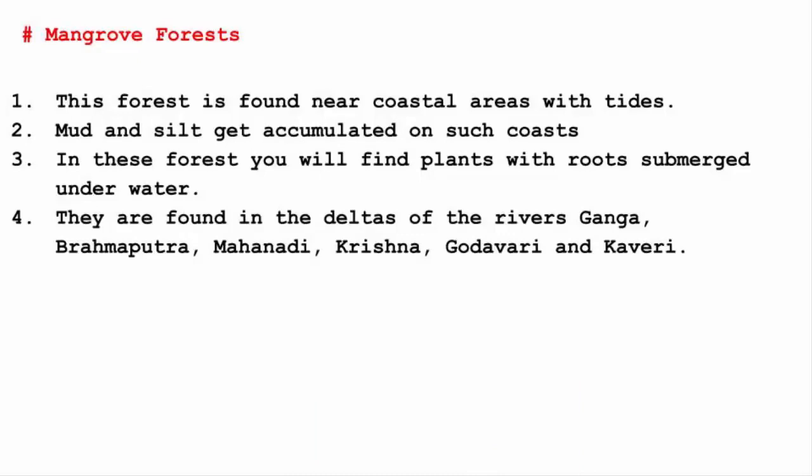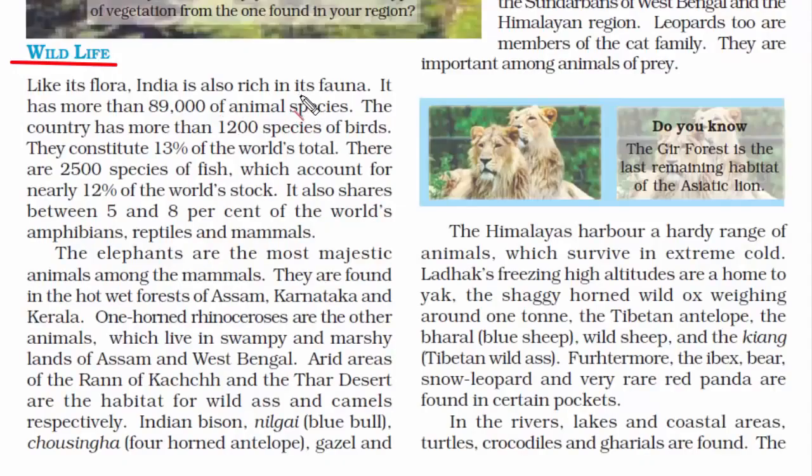So deltas are the region where you will find a lot of mud and silt. They are accumulated over time with the help of tides. So with this we have covered all the major types of vegetation in India. Now let's read about the wildlife of our country.